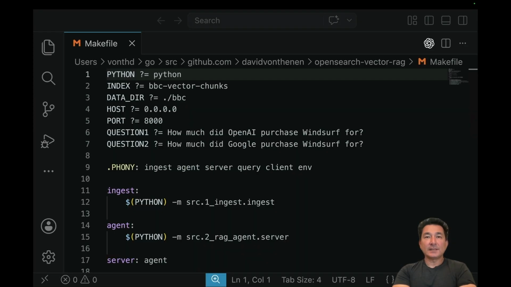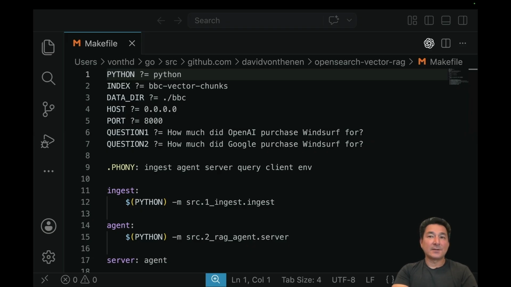So we're going to take a look at tech history through the lens of the British Broadcasting Corporation news dataset. Within this dataset, we have two news articles relating to the purchase of Windsurf. We know that OpenAI had an initial bid several months earlier, but that deal ended up falling through in favor of Google's acqui-hire for the Windsurf team. We're going to use these news events to explore how semantic similarity search, although great for finding similar text, can potentially lead to inaccurate answers.